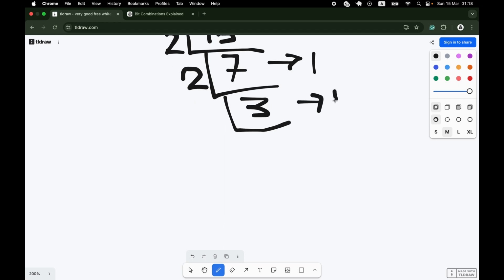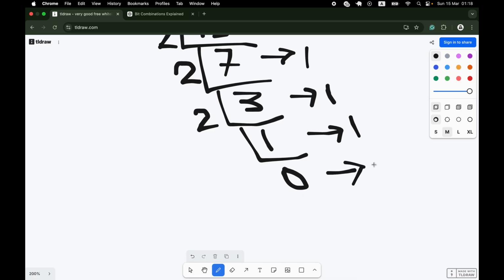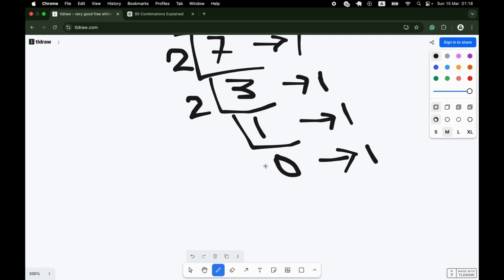So we can keep dividing by 2, right? This time 2 times 1 is gonna be 2. 3 minus 2 is equal to 1. Okay, the last time, we're gonna put 2 times 0, right? So this time also the remainder is gonna be 1, right? This is the end, because the quotient value is equal to 0.